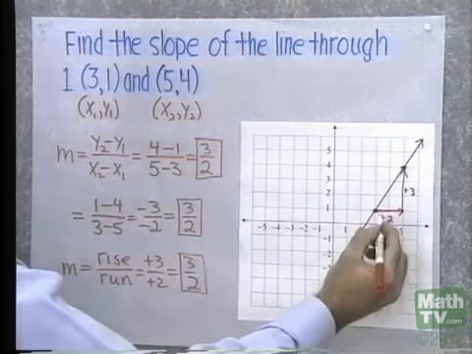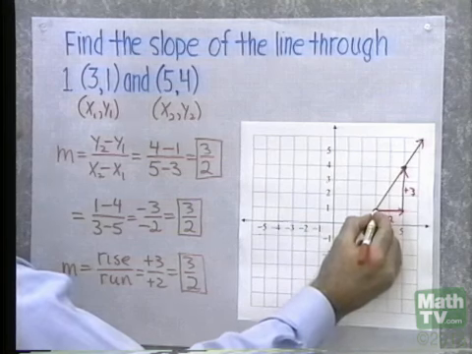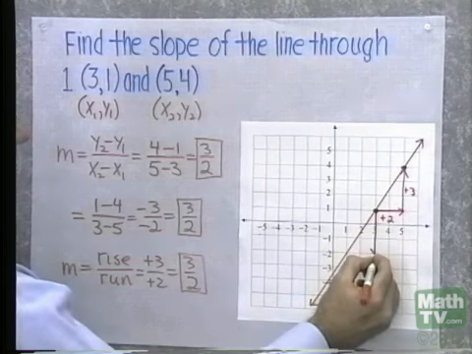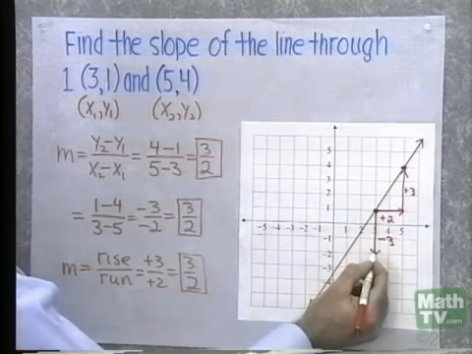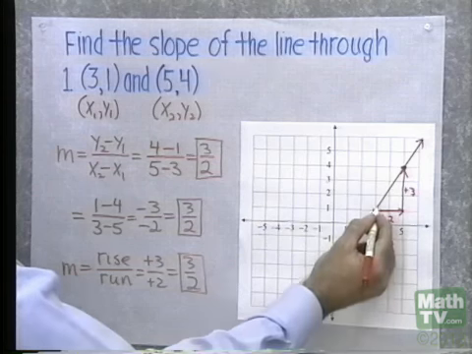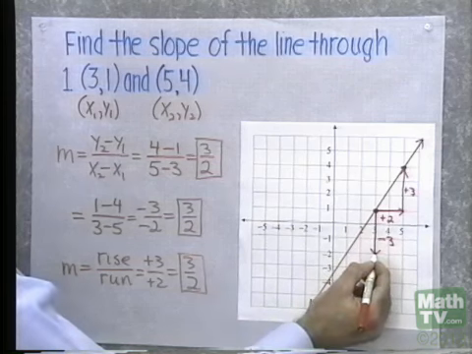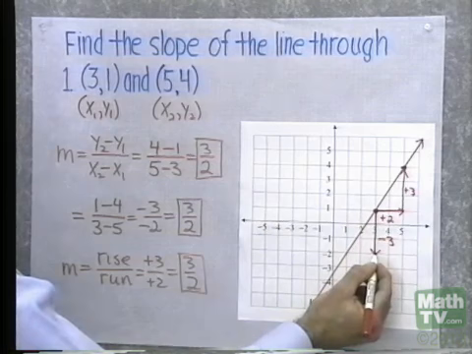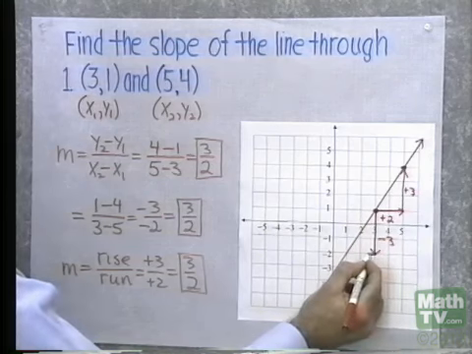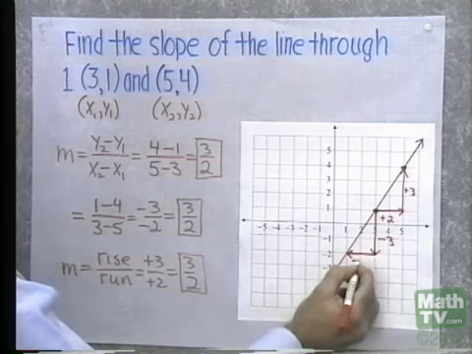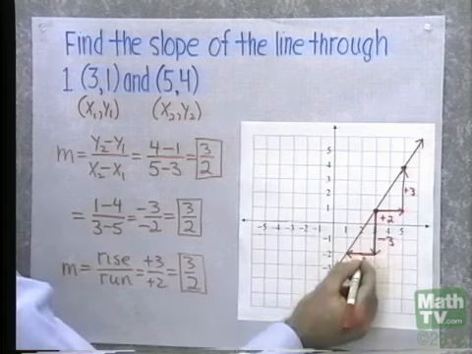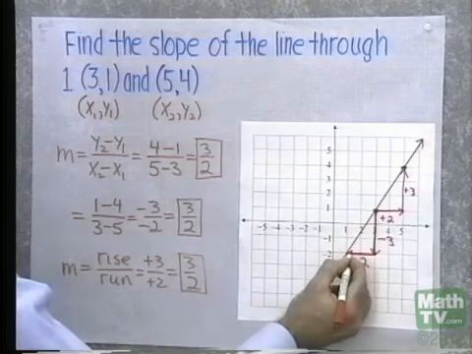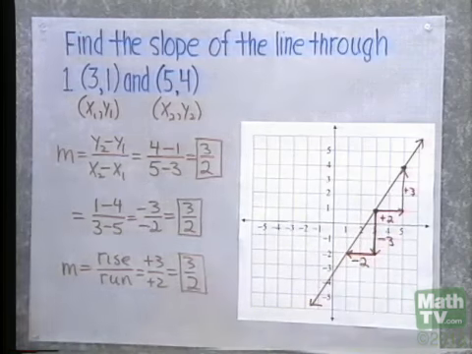Now, how about if I started at this point right here and I went down 3 units? When I go down, that's a rise of negative 3. Now, from that place, how do I get back to the graph? I have to go back 2 units. That's a run of negative 2. So in this case, the ratio of rise to run is negative 3 to negative 2, which comes out to be 3/2 also.